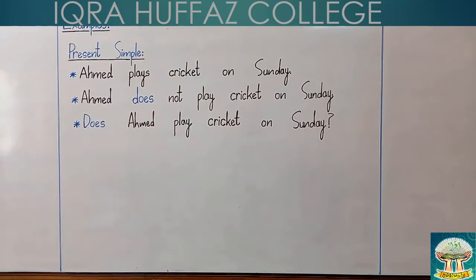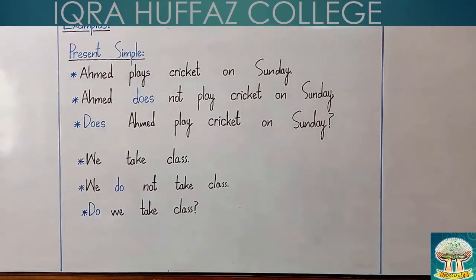Now let's move on to the second example. The second example written on the board is: we take class, we do not take class, do we take class? The usage of do in present simple as an auxiliary verb is in negative and interrogative sentences. Look at the board: we are using do in the negative sentence before not, and then we are bringing do at the beginning of the interrogative sentence.